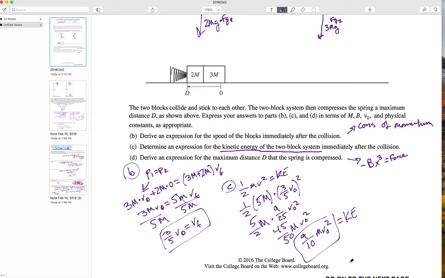Is the kinetic energy. So finally, for D, well, if we know the kinetic energy, and we know the force equation, well, first we should find the kinetic energy of the spring, or not the kinetic energy, in fact, the potential energy of the spring, which we can do by taking the negative integral of the force equation.